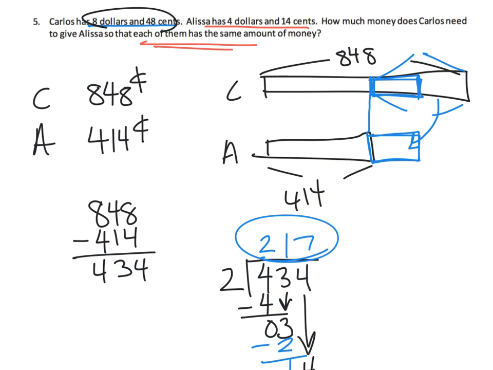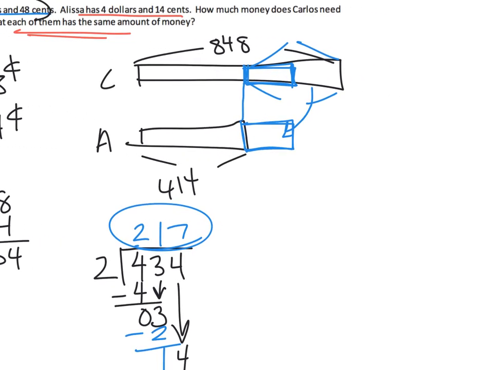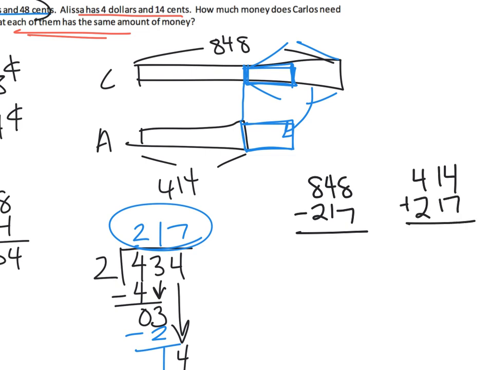And if we wanted to, we could check that. We could say, well, let's take Carlos, which is 848, and subtract 217, which means Alyssa started out at 414, and she's going to add 217 because that's how much Carlos is giving her. And we should subtract here and add here, and hopefully we're going to end up with the same value. So let's see, 8 minus 7, 1. 4 tens minus 1 ten, 3 tens. 8 hundreds minus 2 hundreds, that's 6 hundreds. And so you get 631 cents.